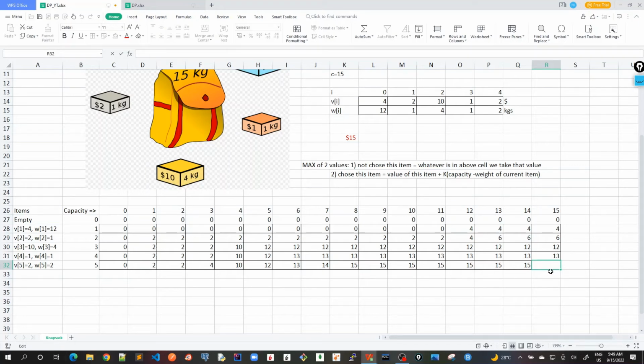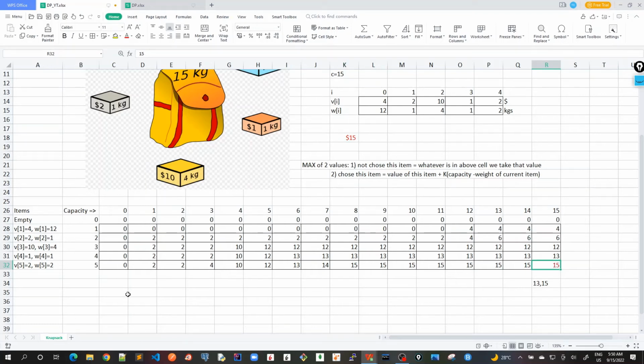Now for the last cell, which is our answer. So again, let's check this. If we do not choose this item, the first condition, then the value is 13. And if we include this item, it would be the value of it, that is 2 plus 15 minus 2 is 13. And this is the 13 cell, 13 here. So this cell is 13 and 15 is, so the final answer is 15. Okay. And it matches with whatever we have calculated before.